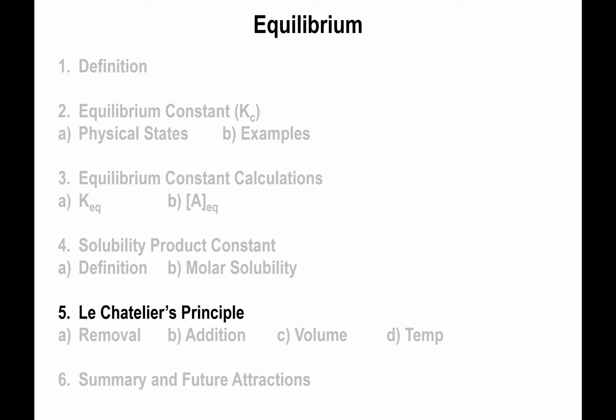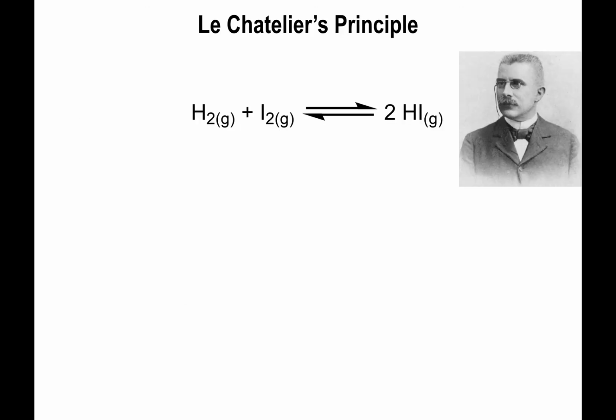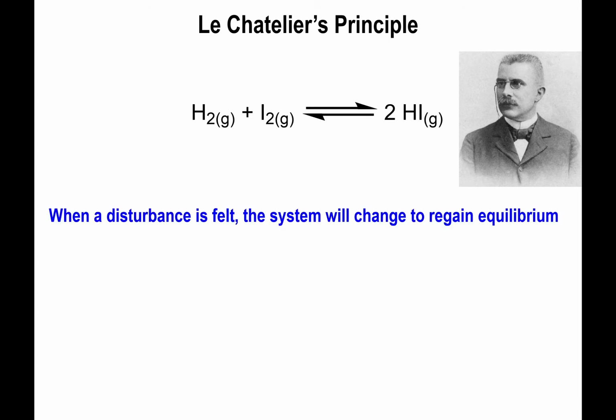Le Chatelier's principle. Le Chatelier's principle pretty much tells you that when you have a reaction that is at equilibrium, if you do anything to this reaction such that you disturb the equilibrium, the reaction will act in such a way as to regain equilibrium. That's what Le Chatelier's principle is all about. So when a disturbance is felt, the system will change to regain equilibrium.